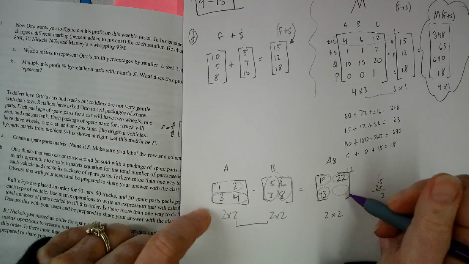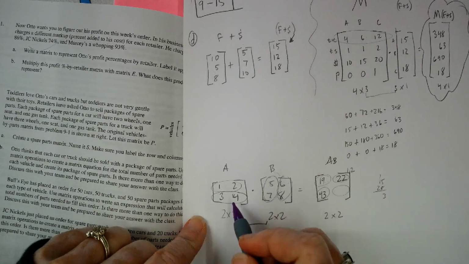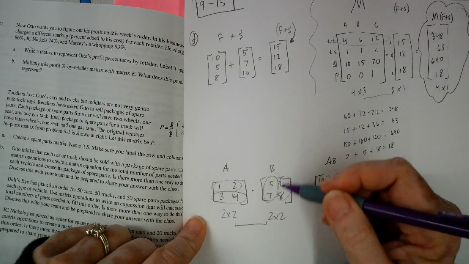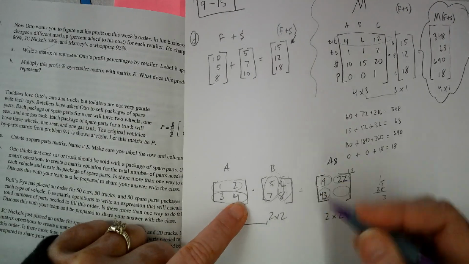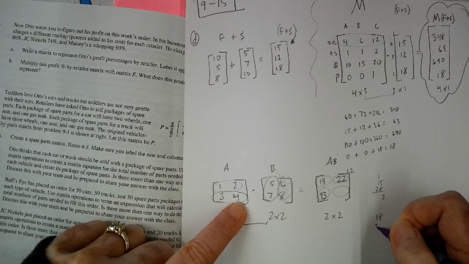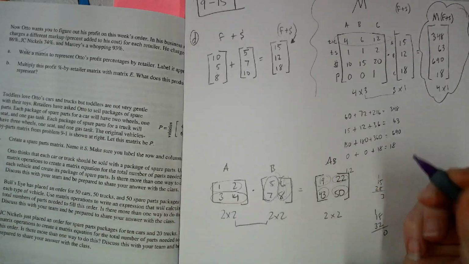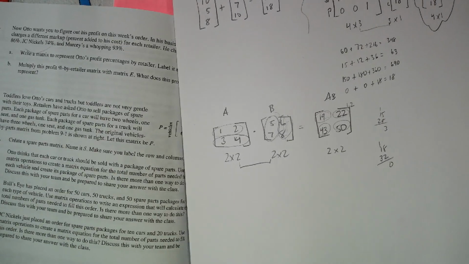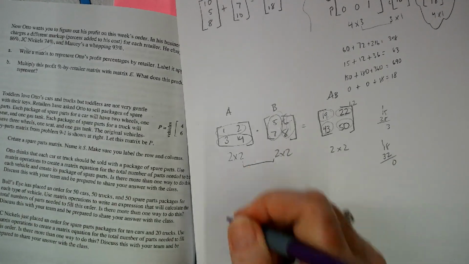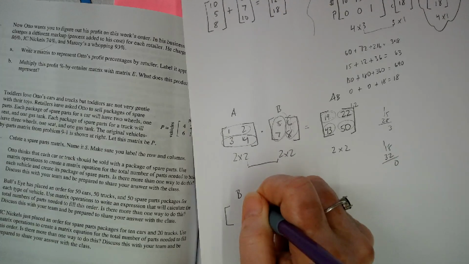Okay, and then this is row 2, column 2. So I'm going to use row 2 and column 2. 3 times 6 is 18. 4 times 8 is 32. I got 50. Okay, so I got a matrix when I multiplied A by B. Now I'm going to multiply B by A, and you're going to be surprised. So now remember B was 5, 6, 7, 8.